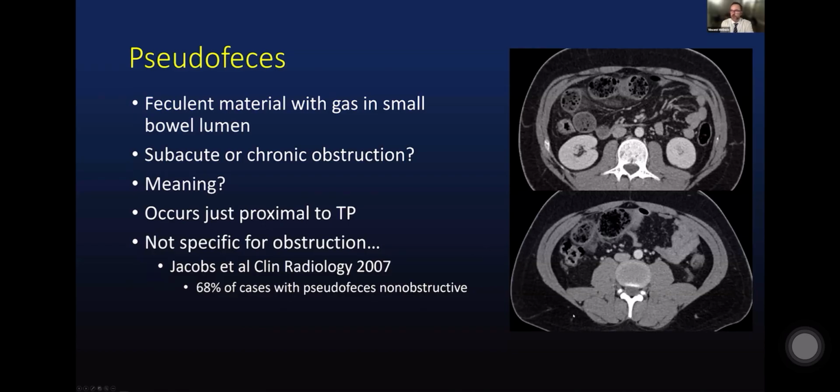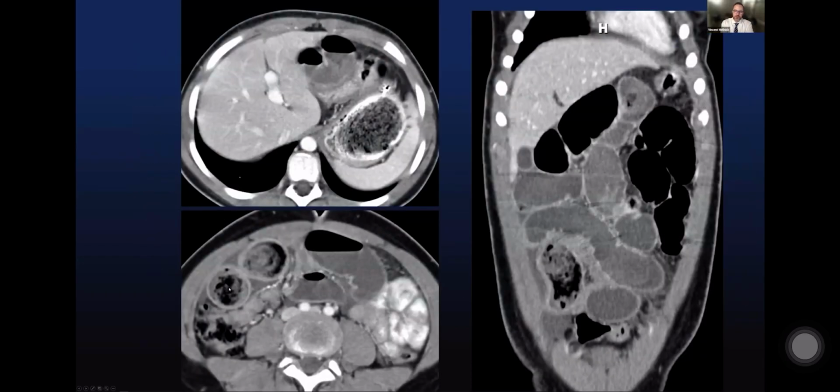We'll look at some similar looking cases here. This is a patient who has mottled material that sort of looks like small bowel feces. It's near the transition point of the obstruction. There's surrounding mesenteric edema, but there's a similar looking mass in the stomach with mottled material, sort of clump of stuff in the gastric fundus. And this is a patient who had been eating her own hair.